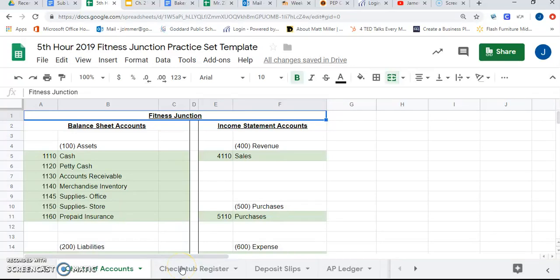Good morning, class. Today I'm going to teach you how to do the Fitness Junction, the first couple transactions, 1 through 12. As we do this, you're going to need two booklets. You're going to need the light blue booklet that says instruction sheets for source documents, it's a thin little booklet, and then you need the big purple booklet that says source documents booklet, Fitness Junction.